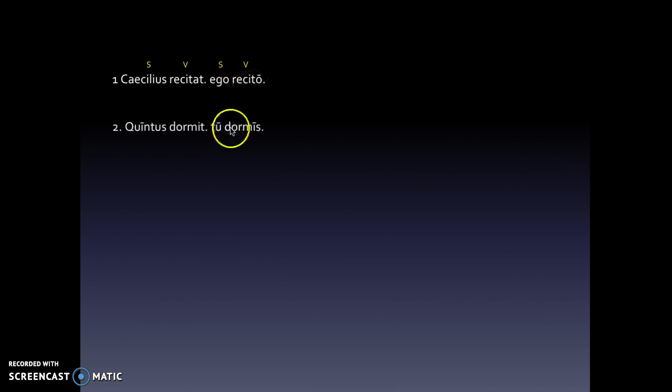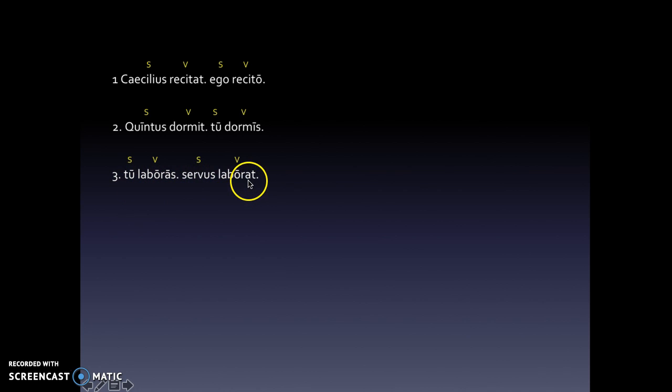All right, Quintus dormit, tu dormis. Quintus is nominative, that's our subject. Dormit is a verb. Tu is nominative, it's our subject. Dormis is a verb. Notice how this means you and this S at the end of the verb means you. So here we have subject-verb agreement. Quintus sleeps, you sleep. Tu laboras, servus laborat. Tu is nominative, it's our subject. Laboras is our verb. Notice this means you and this means you. So the subject and the verb agree.